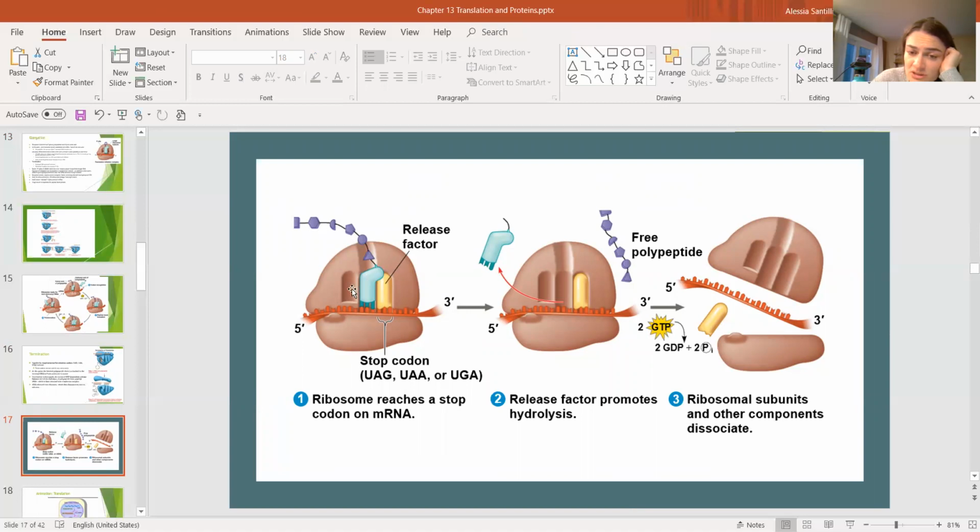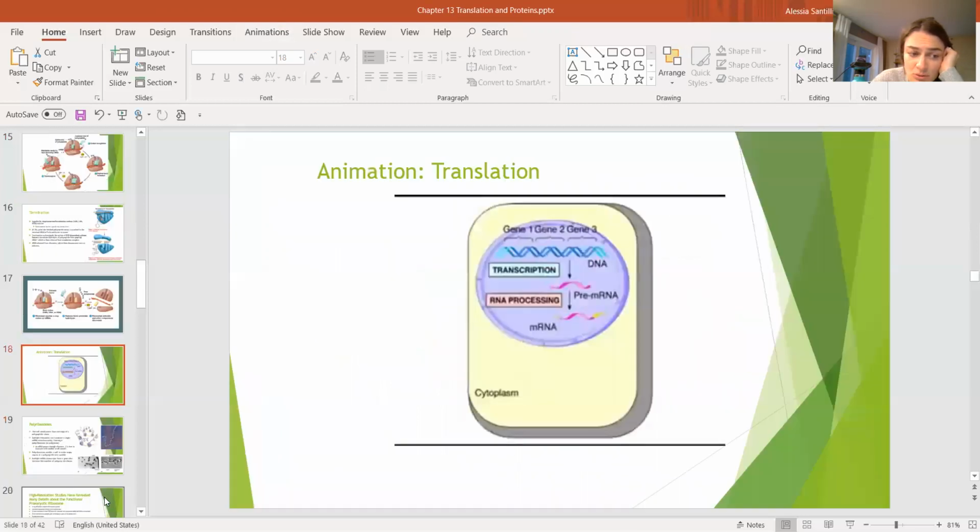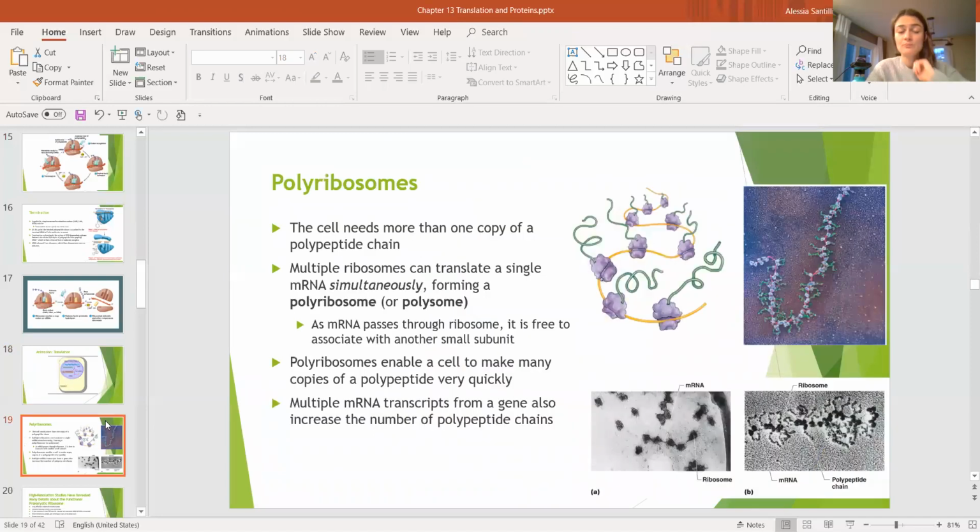The tRNA gets booted to the E site and it comes out, and then everything gets hydrolyzed. So make sure you go over the animation, right? I'm not really sure how well the animation is going to work on Zoom, so I'm not going to try it out, but make sure you go over the animation at home.